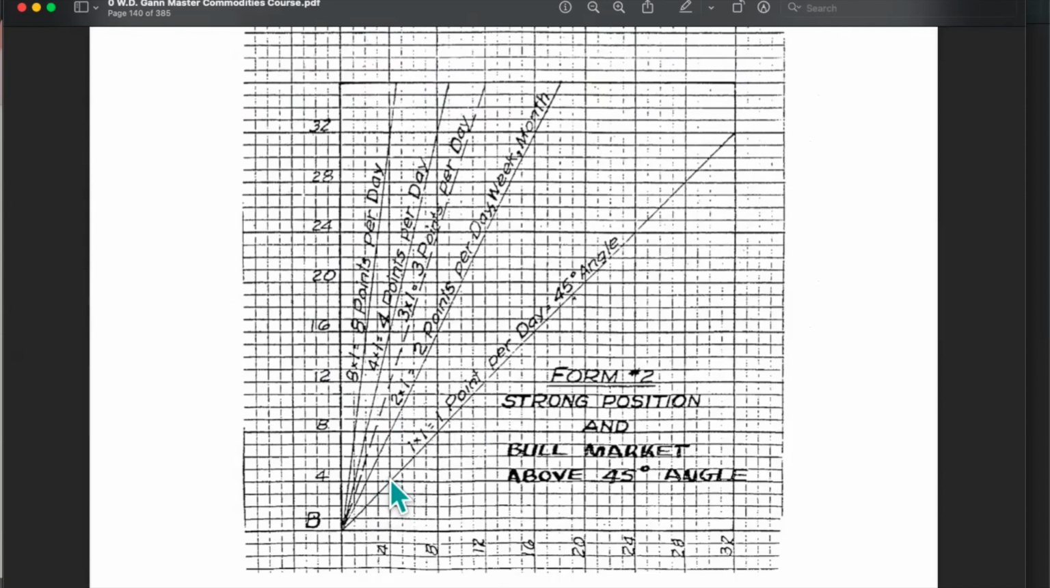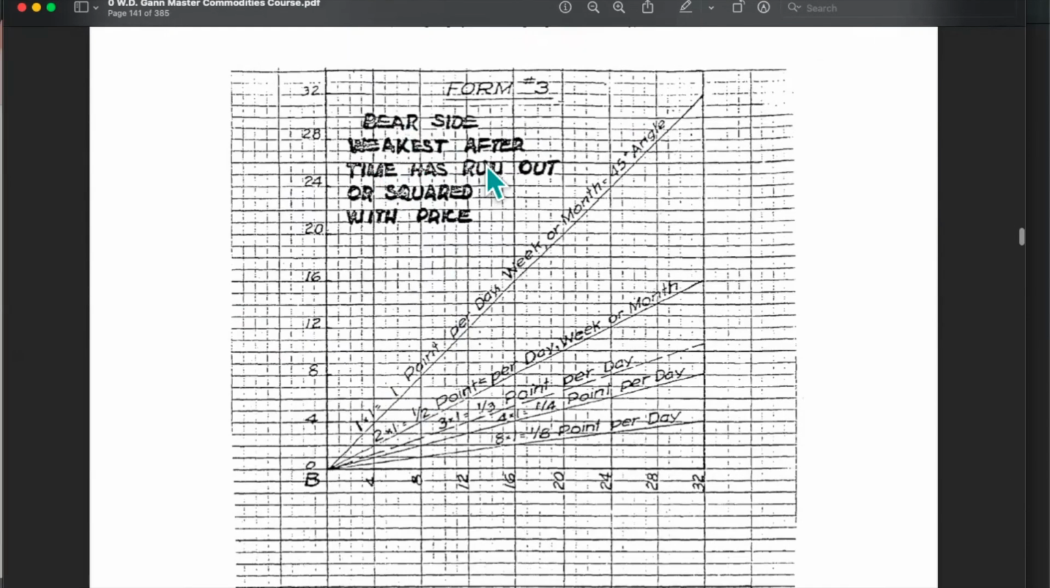Now, these are all considered bullish angles, where the trend is on the upside, or bear side weakest after time has run out or squared with price. So we have this 1 by 1 line. The second one after that is 1 by 2, that is half a point per day, per week, or per month. Let's take an example. In 32 days, it is running by somewhere around 16 points. So 16 into 2 is 32.